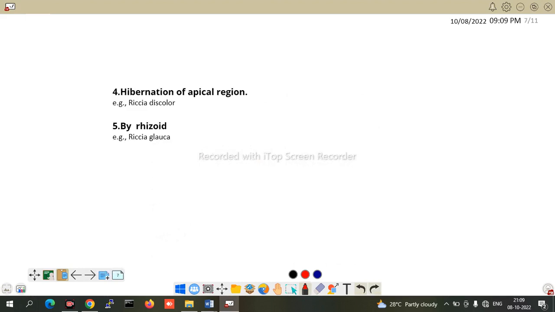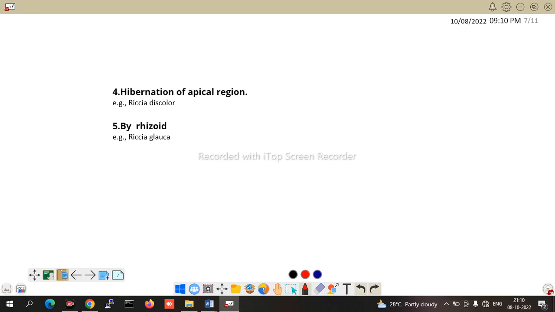Next is vegetative reproduction by means of hibernation of the apical region and by rhizoids. Hibernation, the term itself indicates the method of reproduction. In Riccia discolor, the thallus at the end of a growing season grows down into the soil and buries itself in the soil. When favorable conditions are there, these buried apices grow up and give rise to a new thallus.